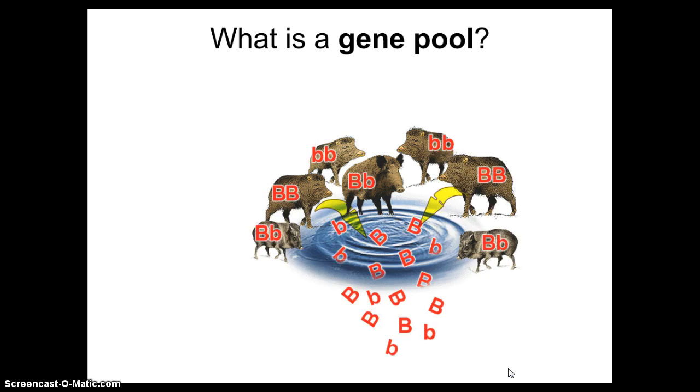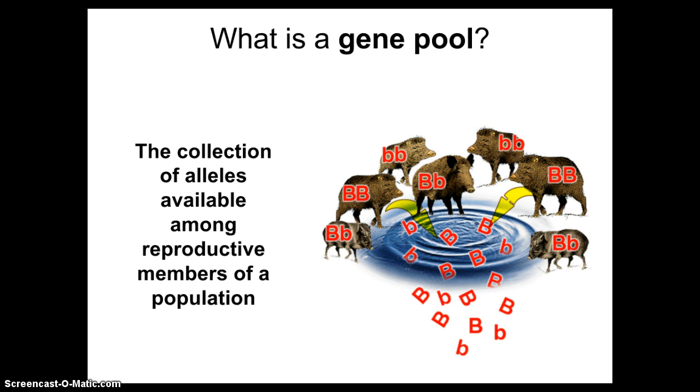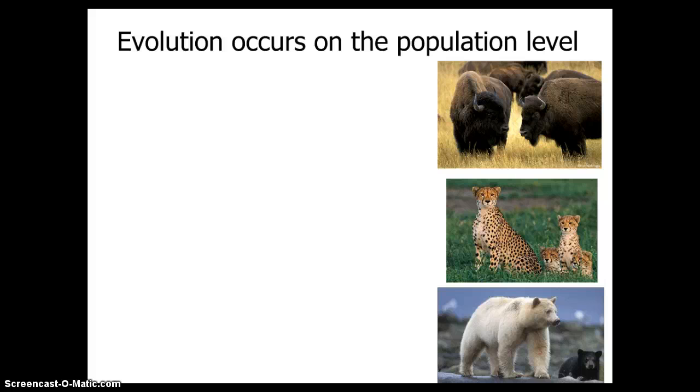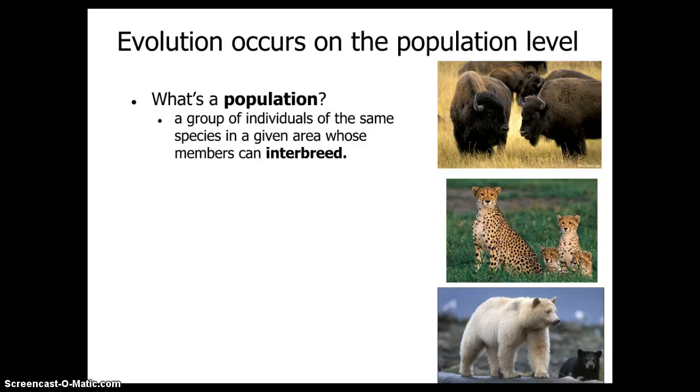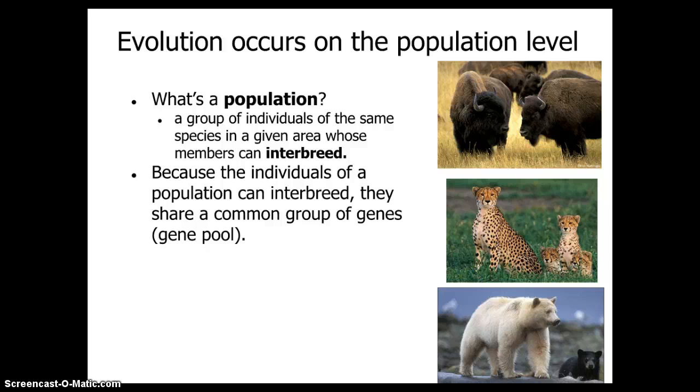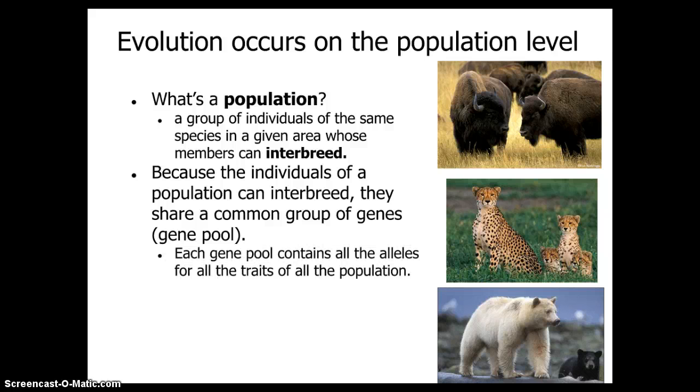And a gene pool, again, is just that idea that there's a collection of alleles available among all the reproductive members in a population. So evolution occurs always on the population level. And we went over this definition before. Because individuals of a population can interbreed, they share common genes. But if they can no longer interbreed, then they won't share common genes. So each gene pool contains all the alleles for all the traits in that population. And here's an example right here.